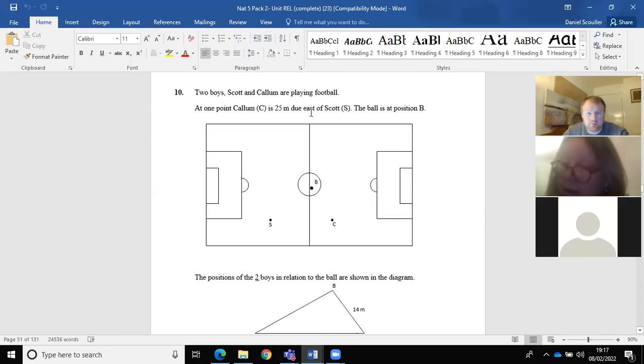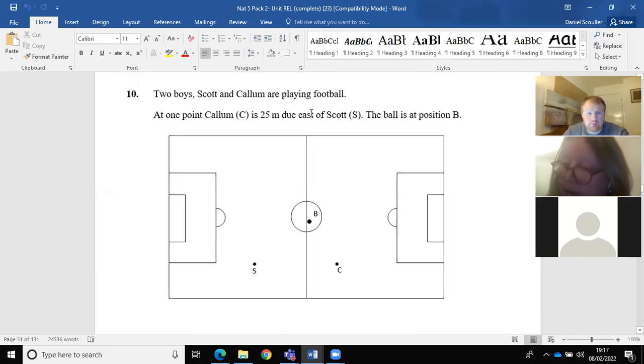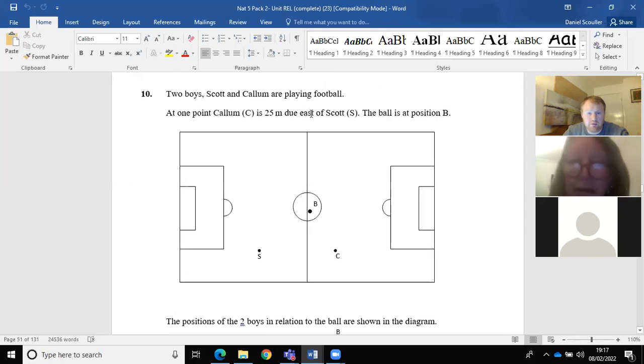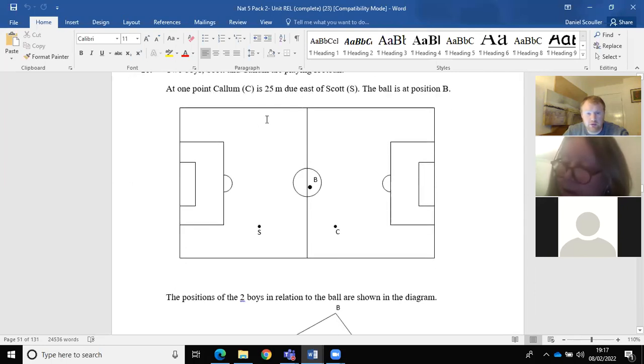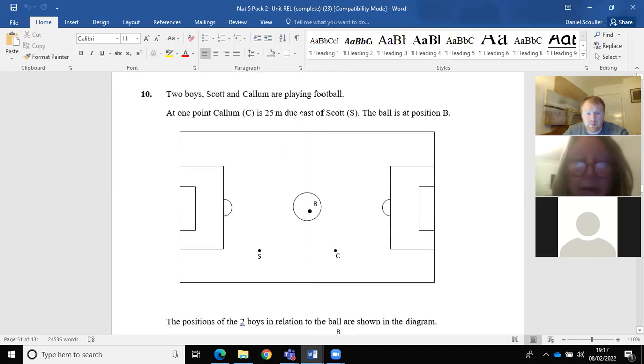2 boys, Scott and Callum, playing football. At point C, Callum. Okay, so that position there. It's 25 metres due east of Scott. Okay, so in that case, when it's saying due east from Scott, we're putting our compass around Scott and then we're going east from that. So he's directly in the horizontal with Scott.